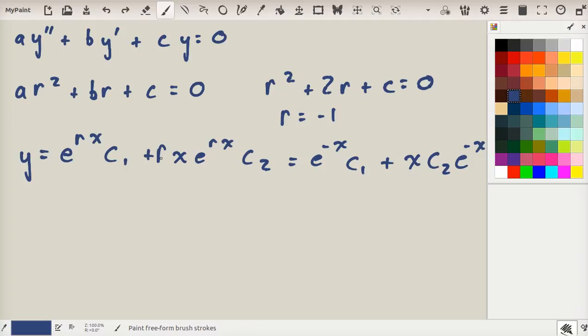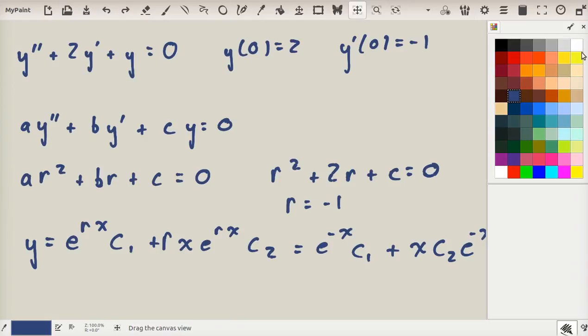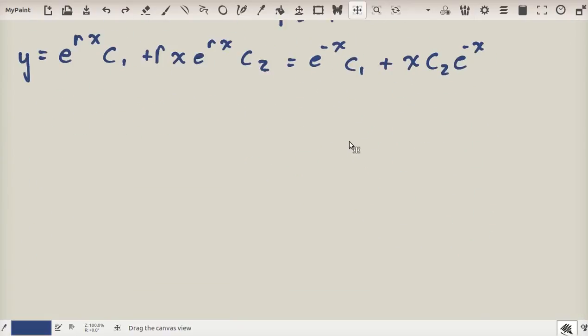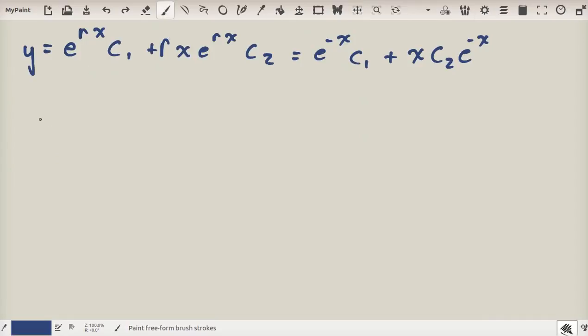And you'll notice that I didn't put a negative sign right here, even though r is obviously negative 1, because c2 is an arbitrary constant. So it doesn't really matter. Now it was given that our initial conditions are y of 0 is equal to 2. So let's go ahead and solve for that.